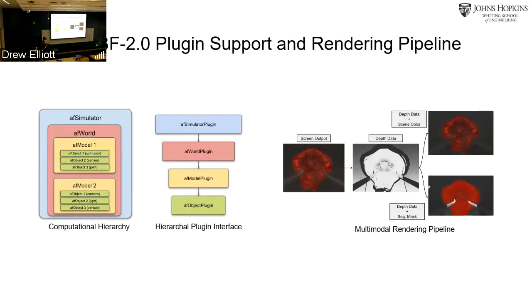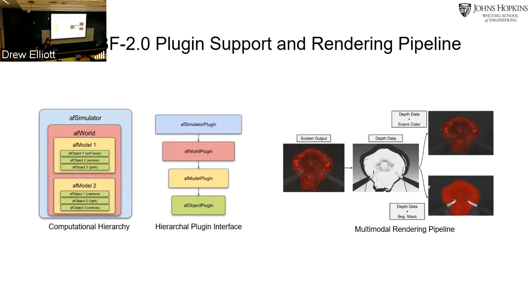We have made a very robust and hierarchical plugin interface. So if you look at the AMBF simulation scope, you have the AMBF simulator. If you look at the image on the left, the simulator has a single instance of world. The world will have multiple instances of models, and each model can have multiple bodies or sensors and actuators and so forth. Similarly, you have the plugin interface. At the highest level, you have a simulator plugin. It encapsulates a world plugin, which encapsulates a model plugin, which encapsulates multiple object plugins. So these all can be attached to their relevant objects on the left, and plugins are also loaded using the AMBF description file.